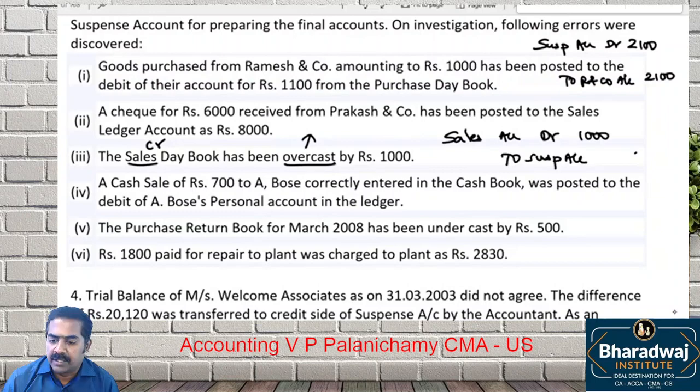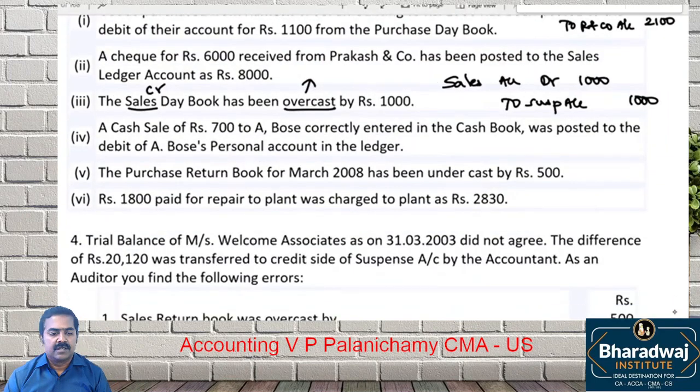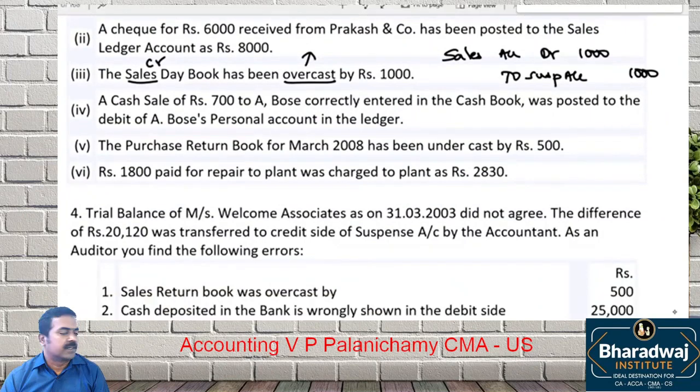Sales account debit to suspense account. How much? 1000. Sales account debit to suspense account 1000. Sales is a credit balance. Extra has been put on the credit side. How do we remove extra on the credit side? Debit. Sales account debit to suspense 1000.